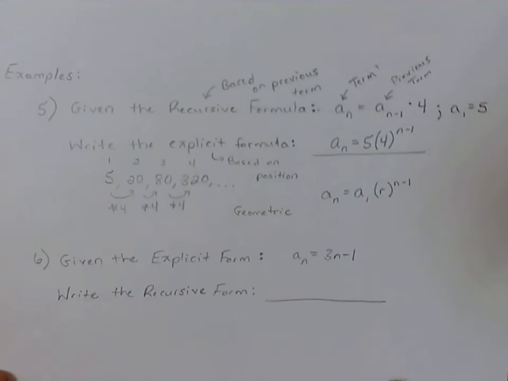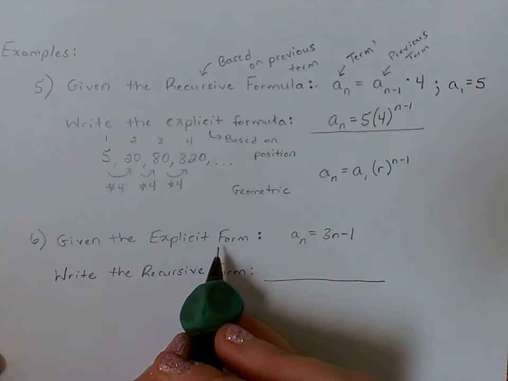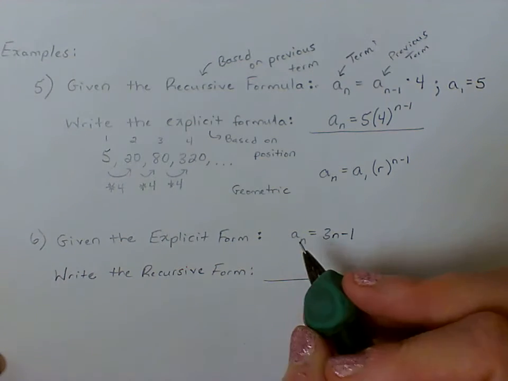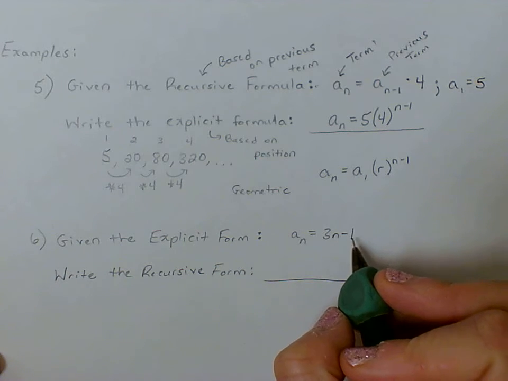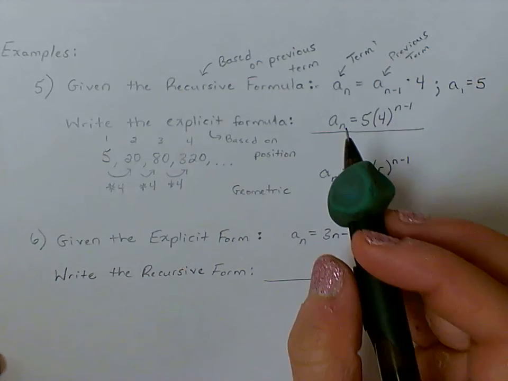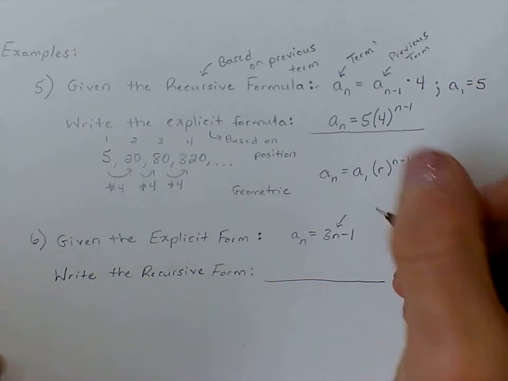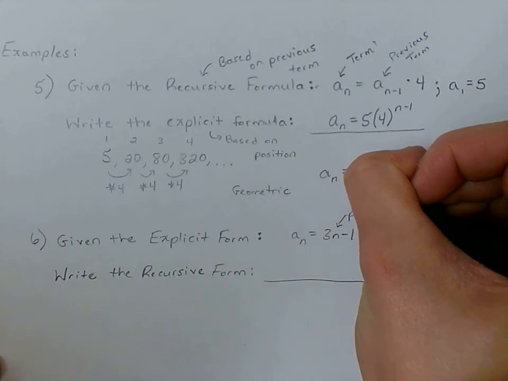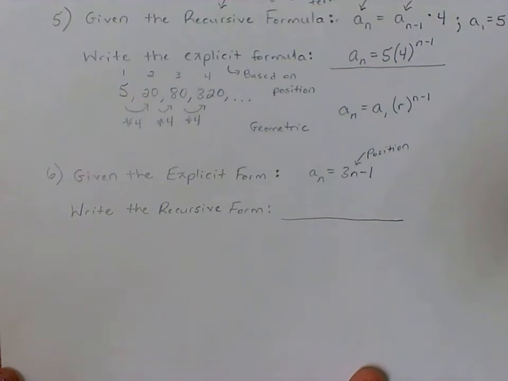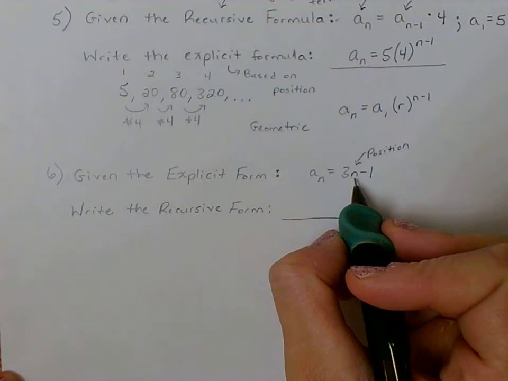So what if they reverse it on you? Like in the next problem, it says, given the explicit form, you have to write the recursive form. Well, again, you've got to remember explicit, there's a reason why this looks different, because explicit is not based on the previous term, it's based on the position of it. So the thing you need to remember is that n right there is the position of the term, okay? So if you have to write this sequence out here, you're going to have to think about this equation a little different. This is the position of it.